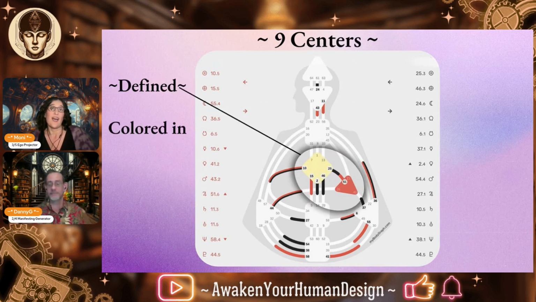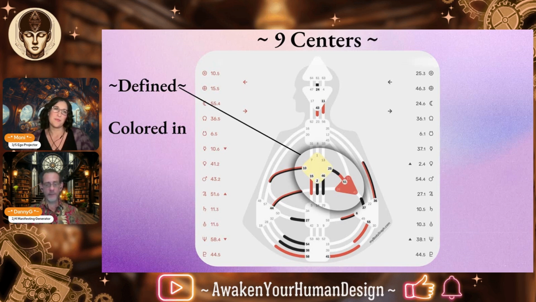And a defined center is when it's colored in. So the yellow identity center and the red will ego center are defined, so they're colored in. When anything's colored in the chart, whether it's a gate, a channel, or a center, it's defined. That definition is important because everyone's like, I don't have a lot of color, I have more color, I have less color. It truly doesn't matter. All charts are perfect. But the only way to get a center colored in is to have a definition or a life force between it and another center.